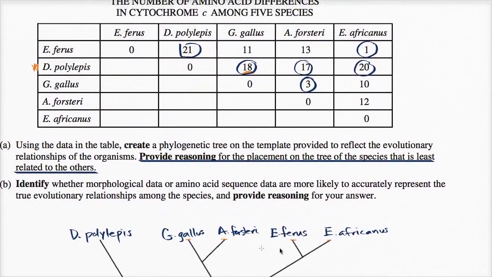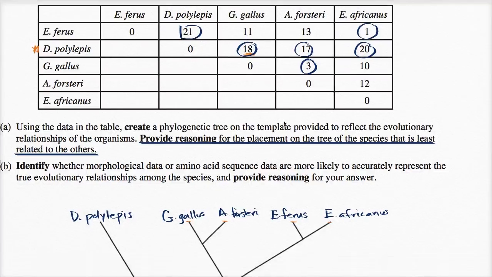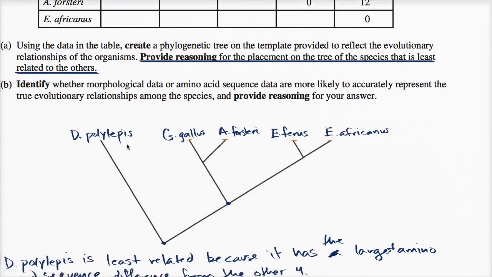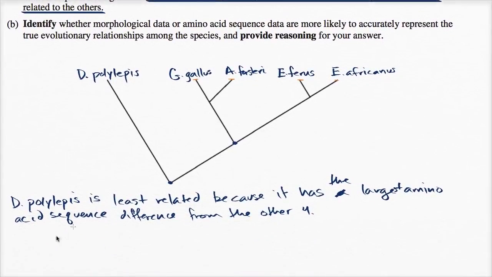Because even if you were to compare E. ferris to G. gallus, you still don't get close to 20, while D. polylepis is pretty close to 20 difference with all of them. And so that makes sense that even though these 4 share a common ancestor, you don't have to go as far back in time to get to their common ancestor as you do to get to the common ancestor with D. polylepis. All right, let's do part B now.